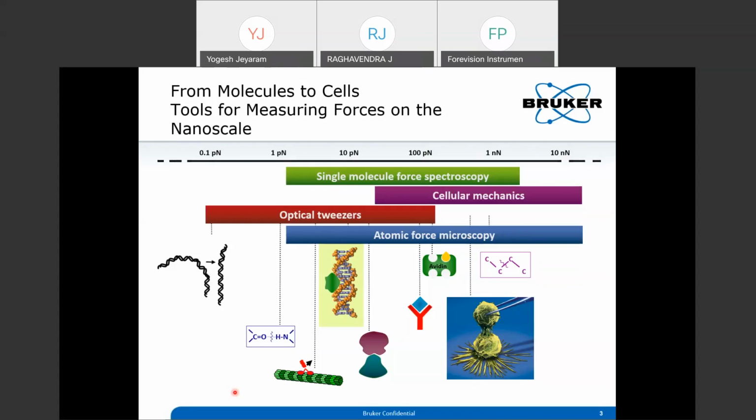At least 10 times smaller than the dynamics that you are interested in studying, for example, single molecule force spectroscopy.